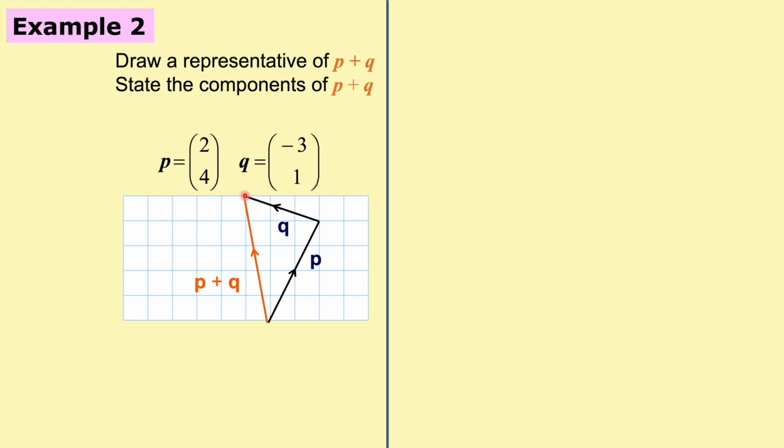And again, you can read off the components from our diagram, or you can work it out by adding them together. So 2 add negative 3 is negative 1, and then 4 add 1 is 5. Meaning our resultant vector P plus Q is (-1, 5). And again, we can check this because our resultant vector that we've drawn is going back 1 and up 5.